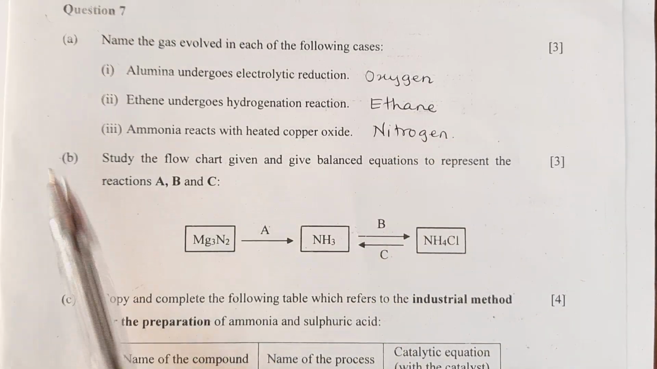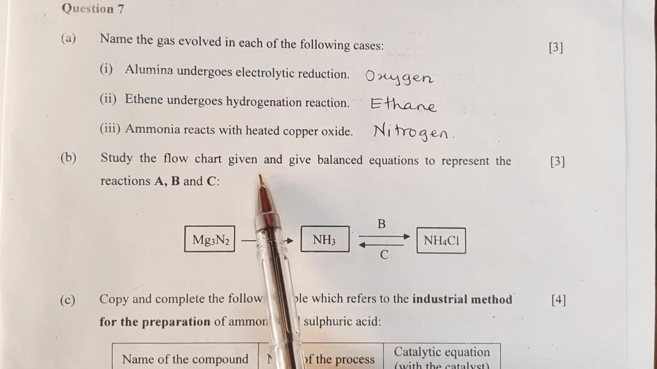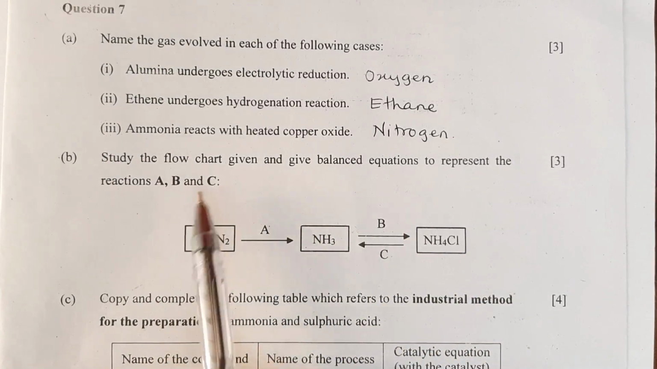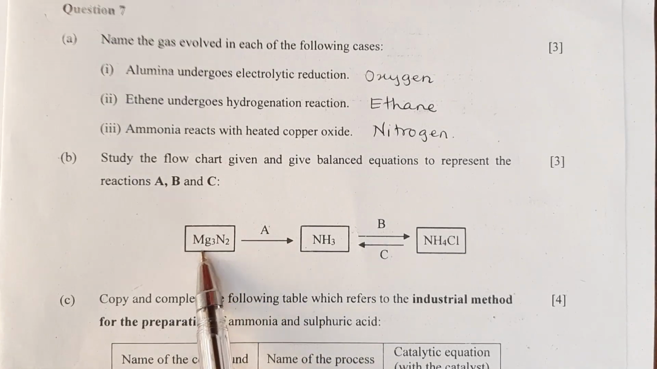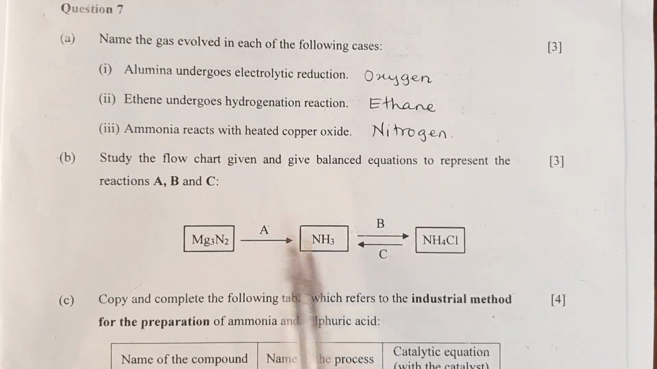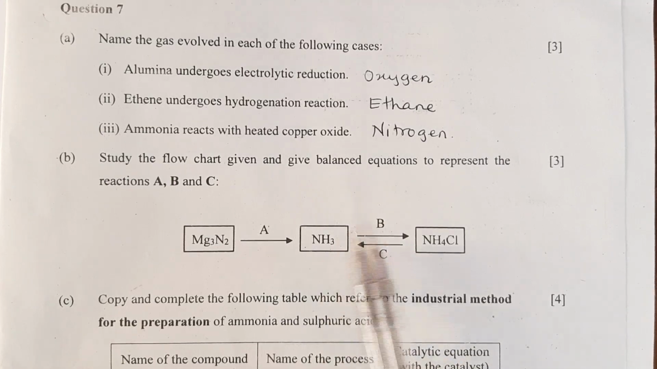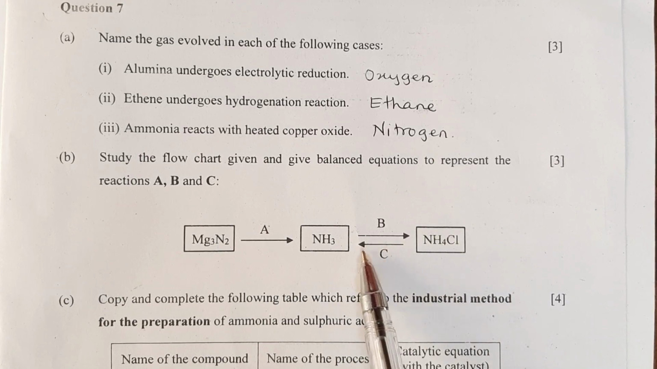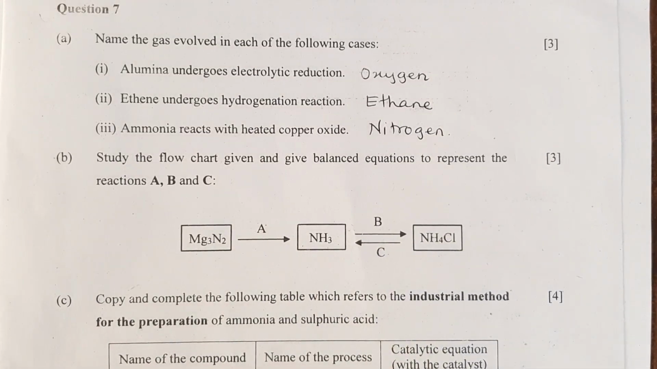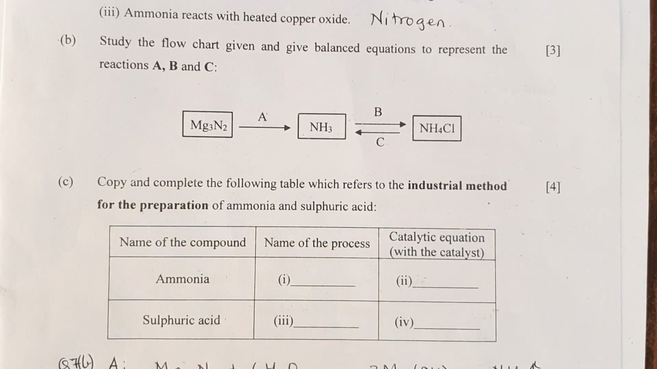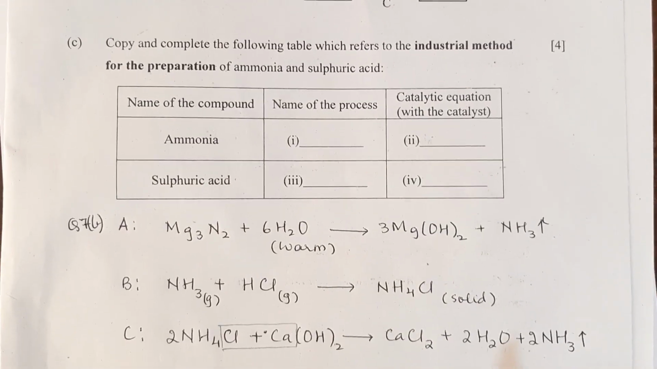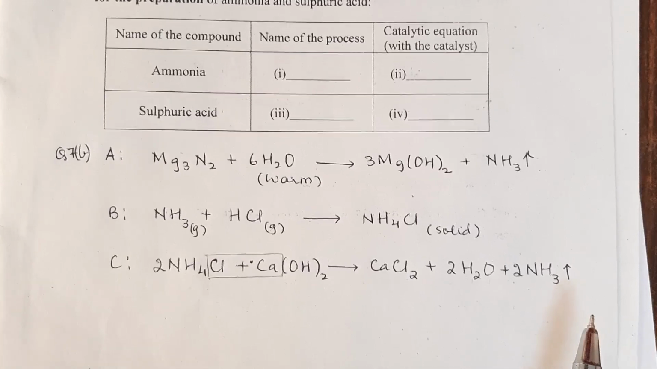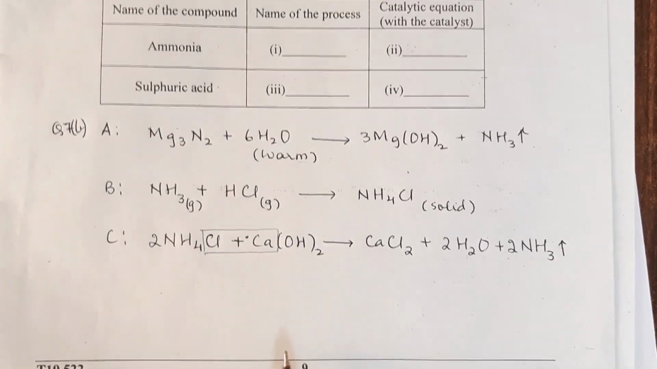We come to part B. Study the flowchart given and give balanced equations to represent the reactions A, B and C. So we have magnesium nitride with A reaction becomes ammonia. Ammonia with B reaction becomes ammonium chloride, and ammonium chloride with C reaction gives back ammonia. Now let us see our reactions which I have written over here ready so that we can save on the time. We can quickly look at this.